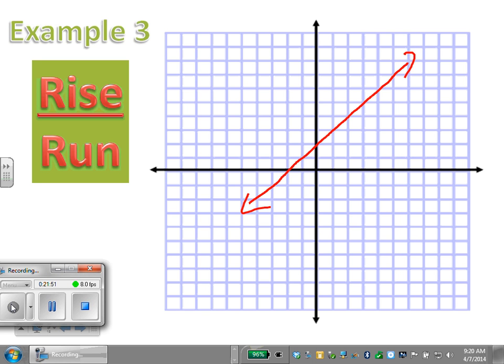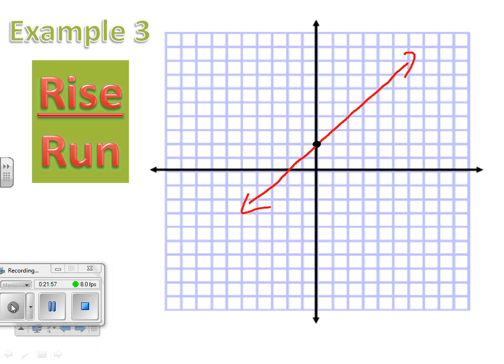(0, 2). Zero, up 2. Left or right 0 and up 2. Everybody agreed that's a clear point right there? Yeah. All right, Sean, what other clear point did you use? (1, 3). To the right 1 and up 3. Everybody agree? Clear points? Anybody use different points than that? Is that okay? What did Shamar use? (-1, 1). Perfect.